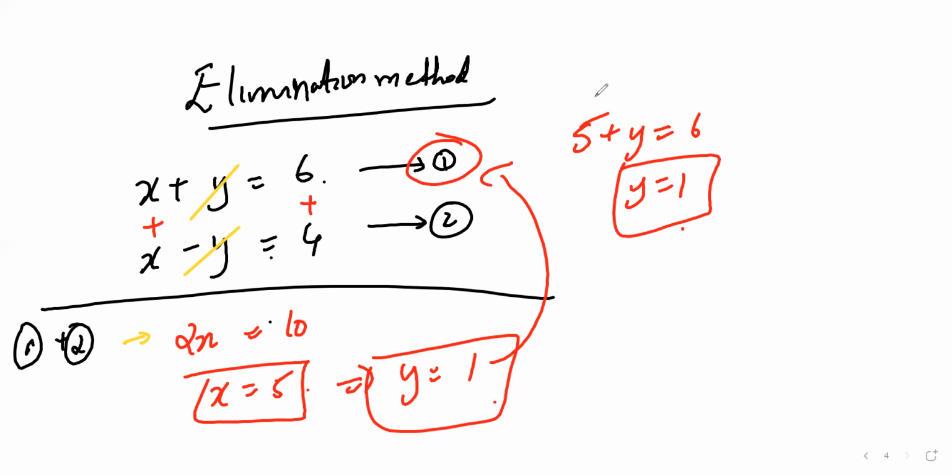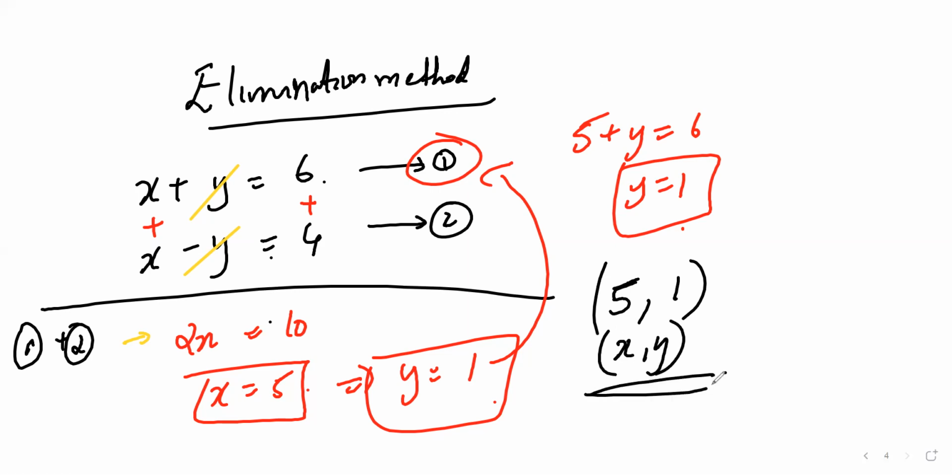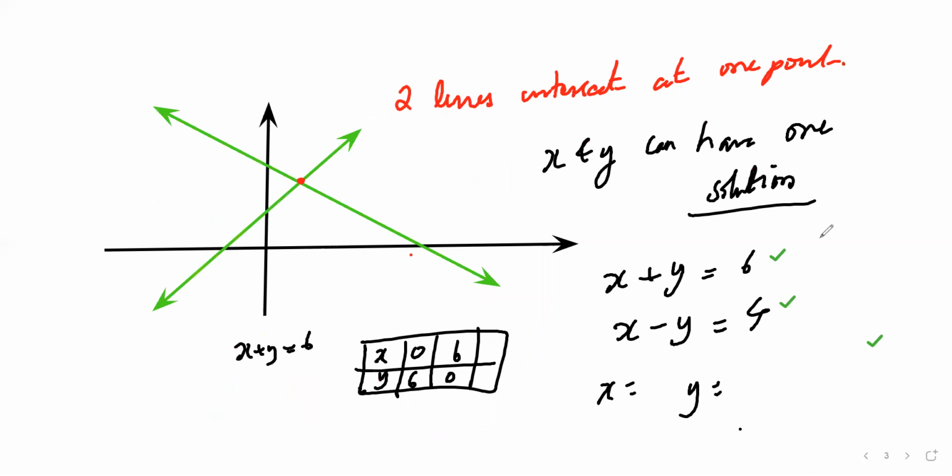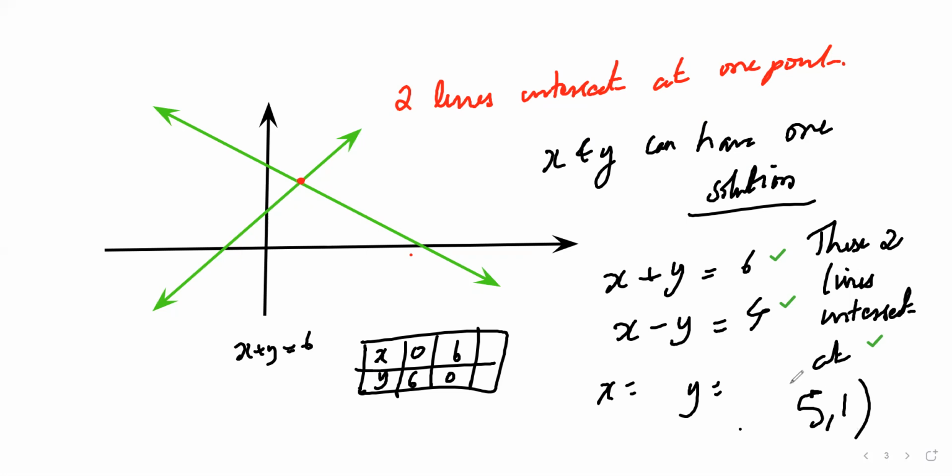So now I got the values of x and y. One is at 5, comma 1, correct? This is my x and y value. So just to represent graphically, the two lines will intersect at what? 5 and 1. The meaning of this is, these two lines intersect at 5 comma 1.